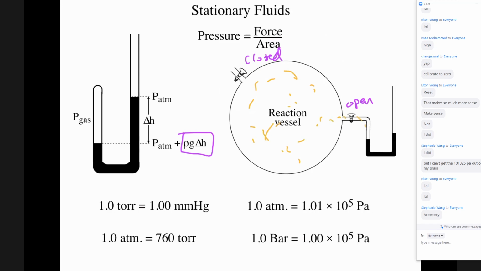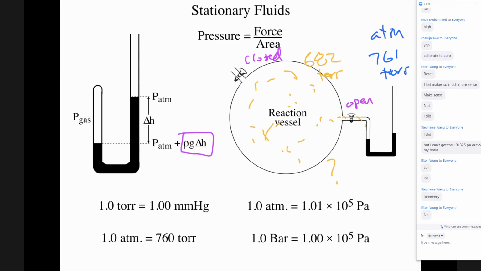I'm going to tell you that atmospheric pressure is 761 torr. So we're somewhere slightly below sea level doing our experiment. And that the internal pressure here is 682 torr. Do you believe me? Am I telling you the truth or lying as always? Why don't you believe me? Besides the fact that I lie 75% of the time, so it's bad odds to believe me.